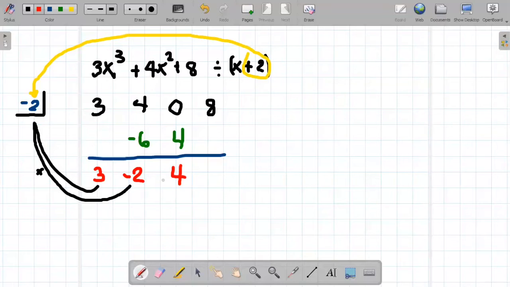Okay? Next, 4 times negative 2. So 4 times negative 2, that would be equal to negative 8. And then we add 8 plus negative 8. So when you add an opposite sign, you subtract. 8 plus negative 8, that would be equal to 0. So we have 3, negative 2, 4, and then 0. Then what are these?